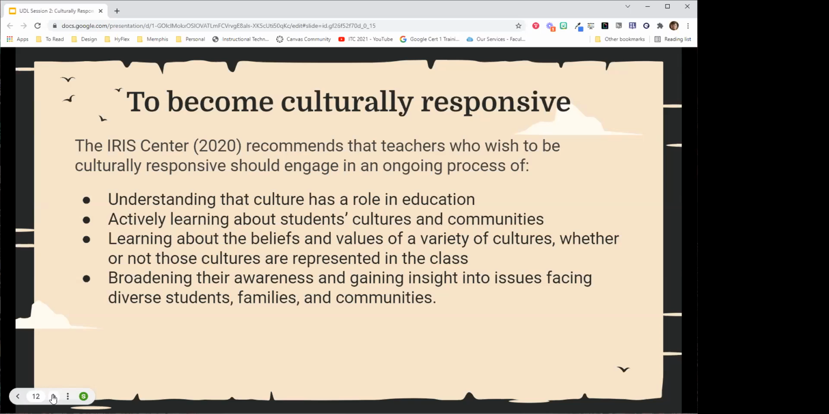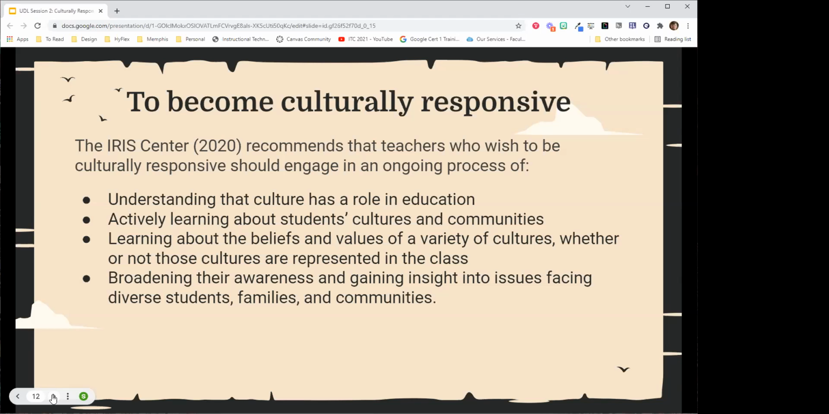So to become culturally responsive, the recommends the following things. Understanding that culture has a role in education. So actively learning about students' cultures and communities, learning about beliefs and values of a variety of cultures, whether or not those cultures are even represented in the class.